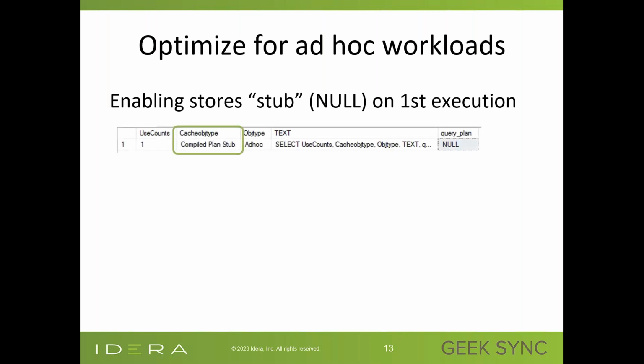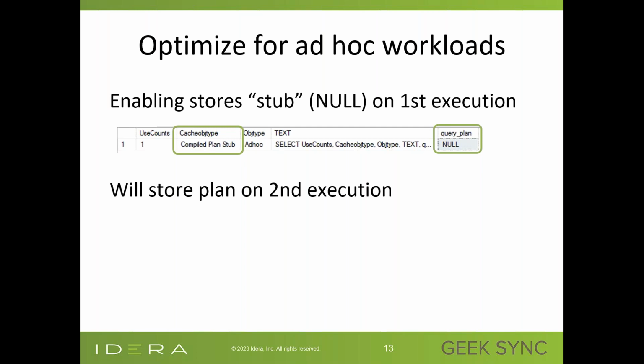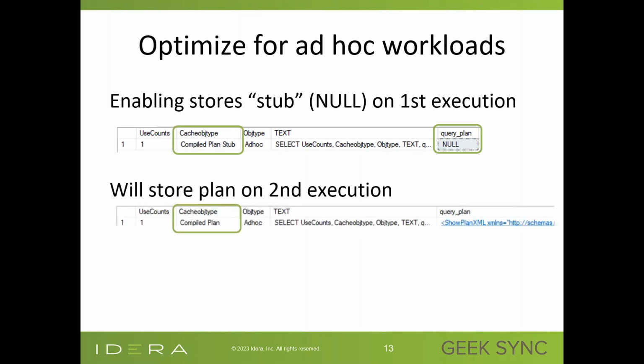And so you'll see it's stored in the DMVs as compiled plan stub instead of a compiled plan, and the query plan column will be null, whereas typically it would be storing some other value. If these queries are truly not ad hoc queries, then the second time they're executed, the query plan will be stored as a compiled plan, and then the XML will be presented in the query plan column. This way, if you have a third and a fourth execution, you won't need to recompile that.